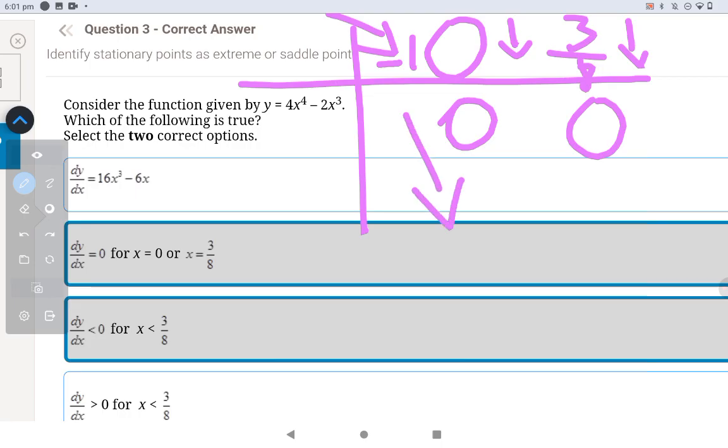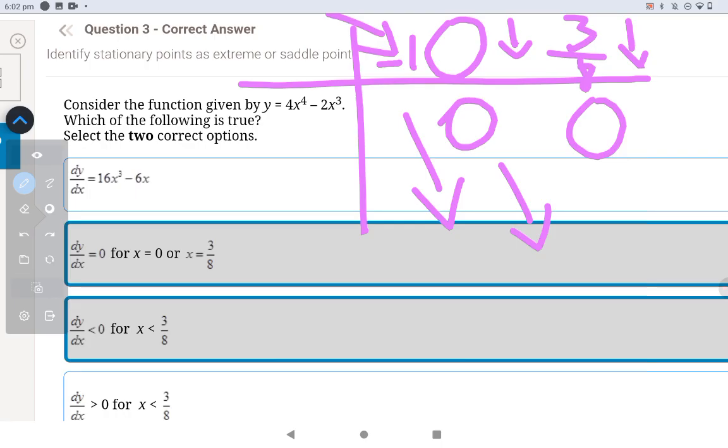Okay, and now a value between 0 and 3 over 8, we can choose 1 over 4, which is 0.25. 3 over 8, when you do it in the calculator, you can see it's 0.375, and 1 over 4 is 0.25. So we substitute 1 over 4 and we will get a negative answer. So it's again going to be negative.